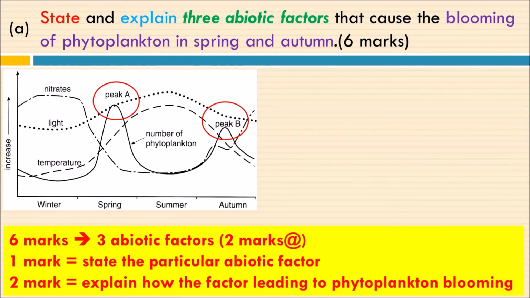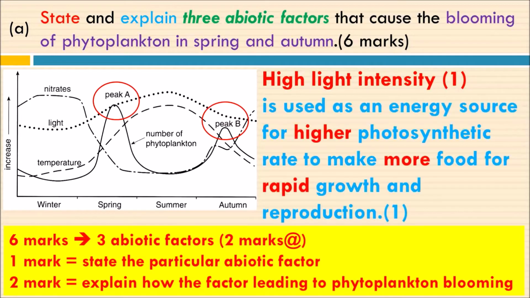According to the graph, the light intensity is relatively higher in spring and autumn. Then we have to think about how the high light intensity helps in the blooming of the phytoplankton. Of course, we can relate the light to photosynthesis. So the greater the light energy input, the higher the photosynthetic rate is. So the phytoplankton can produce more food and have rapid growth and reproduction. So make sure that when you talk about a particular factor, it can lead to a certain phenomenon. So remember those words: higher, more, rapid, faster, something like this.